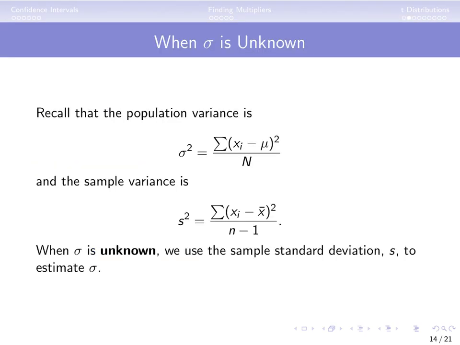So recall a few things. Population variance sigma squared is given by this equation over here, where uppercase N represents the population size. Sample variance is given by this equation over here, divided by N minus 1. So when sigma is unknown, we'll use the sample standard deviation to estimate. Remember that variance is the square of the standard deviation.